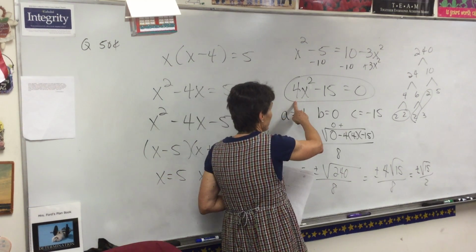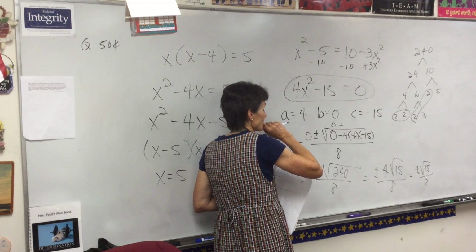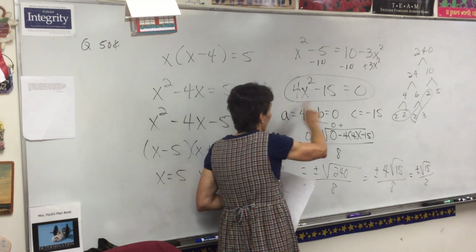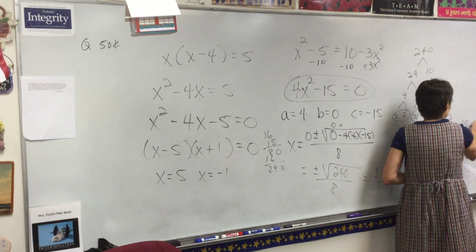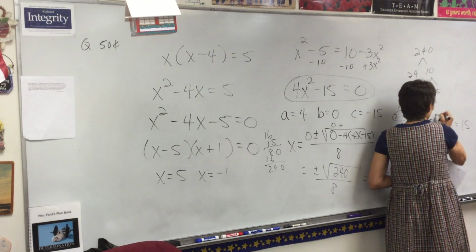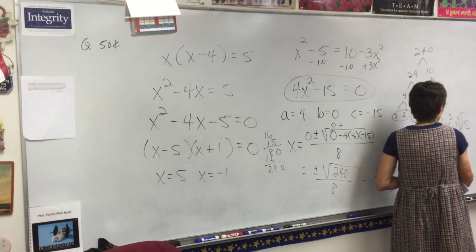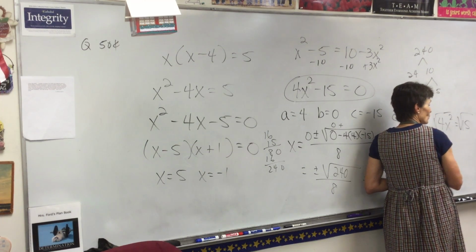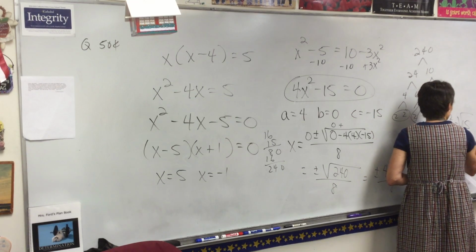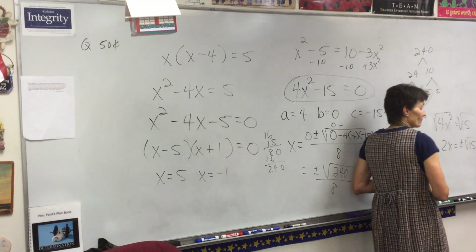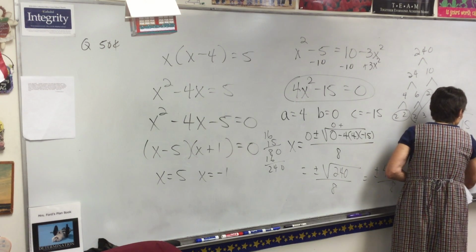But at this point, because there is no b term, remember a minute ago Tessa wanted to take the square root? What if I added the 15 back over? Now, if I take the square root of both sides, what's the square root of 4x squared? 2x equals plus or minus root 15. And then when I divide by 2, look at what I get as my answer.